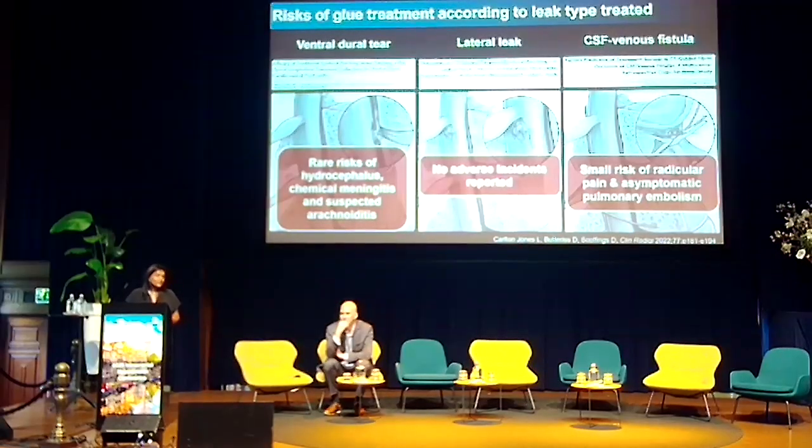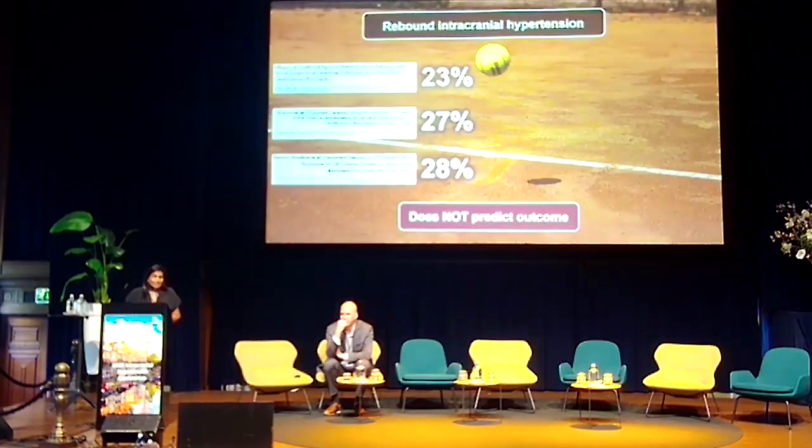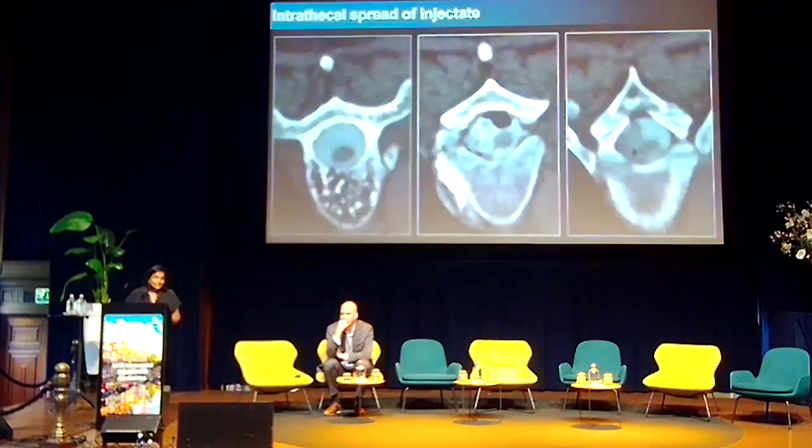Within our cohort of the CSF-venous fistula group, there were 3 patients who developed radicular pain, and sometimes that can be seen with transvenous embolization as well. And we have seen asymptomatic pulmonary embolism. And rebound intracranial hypertension was actually similar across all 3 types of leak. And interestingly, it doesn't predict outcome.